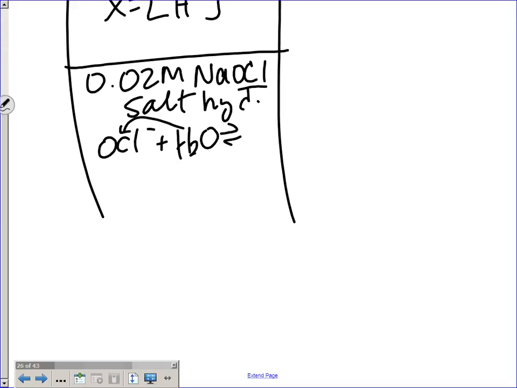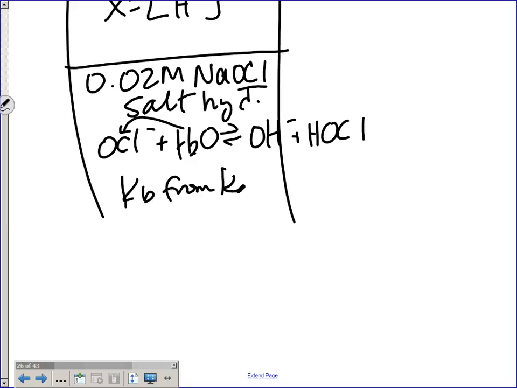Right, so the H plus is going to be added to the conjugate base. You make OH minus and HOCl. So if it's acting as a base, you must find the Kb from Ka of the hypochlorous acid you had in part 1, which was like 3.5 times 10 to the negative 8.